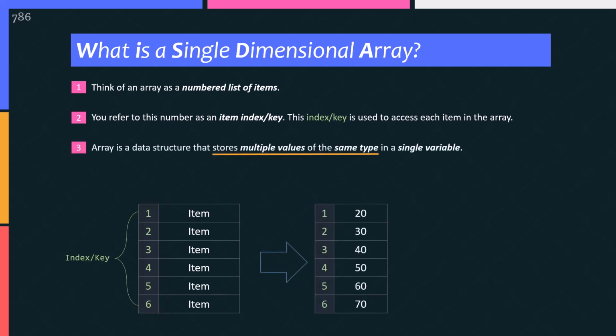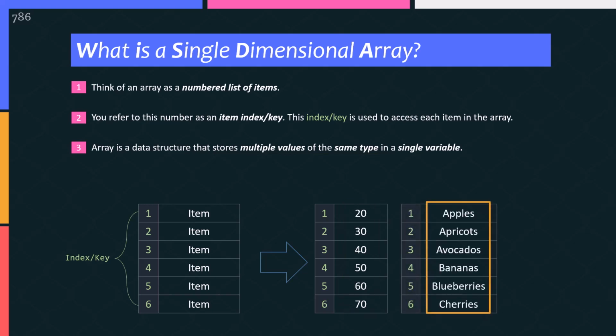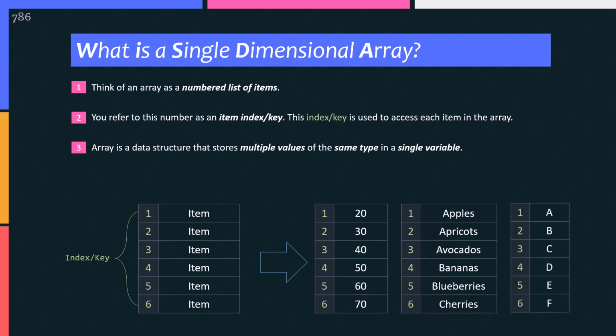Actually, array stores multiple values of the same type. I repeat, it stores multiple values of the same type in a single variable, like this array of integer values, string values, etc. Single-dimensional array is also called one-dimensional or 1D array. It's up to you whatever you name it.